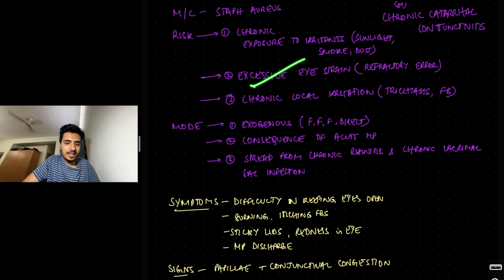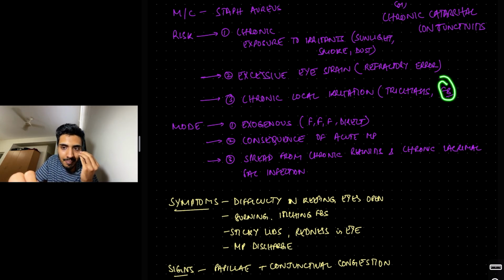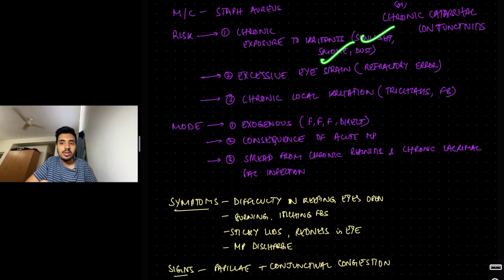It's chronic eye strain. Chronic local irritation because of any foreign body in the eye, because of trichiasis, which is basically any eyelash touching the eye. So that is chronic local irritation. Chronic exposure to irritants like sunlight, smoke, dust. So these 3 are the main risk factors.